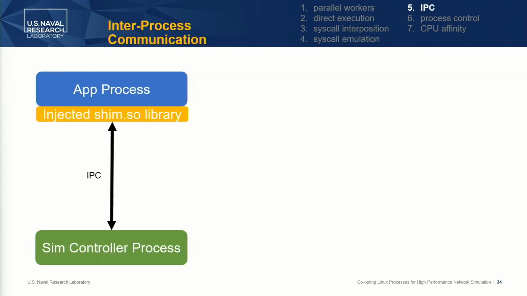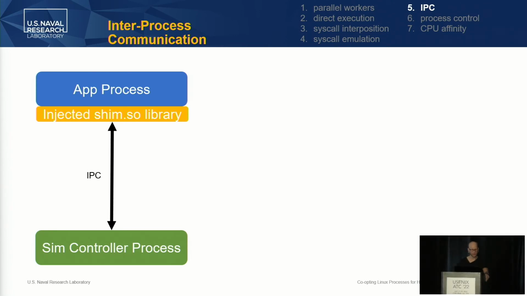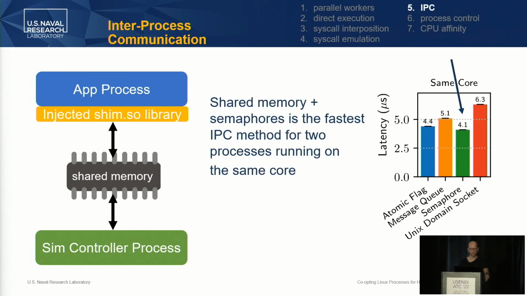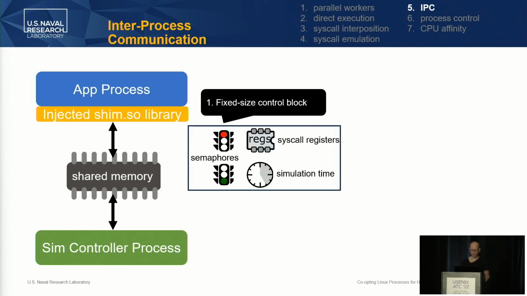Okay, next is inter-process communication. How does this work? So we have an IPC channel between the controller process and the app process. We're going to use shared memory as our IPC channel. And the reason is that we found this is the fastest approach when we tested it. We tested various approaches, including atomic flags, message queues, semaphores on shared memory, and domain sockets. We found shared memory and semaphores as the fastest for two processes that are running on the same core. So we're going to use that.